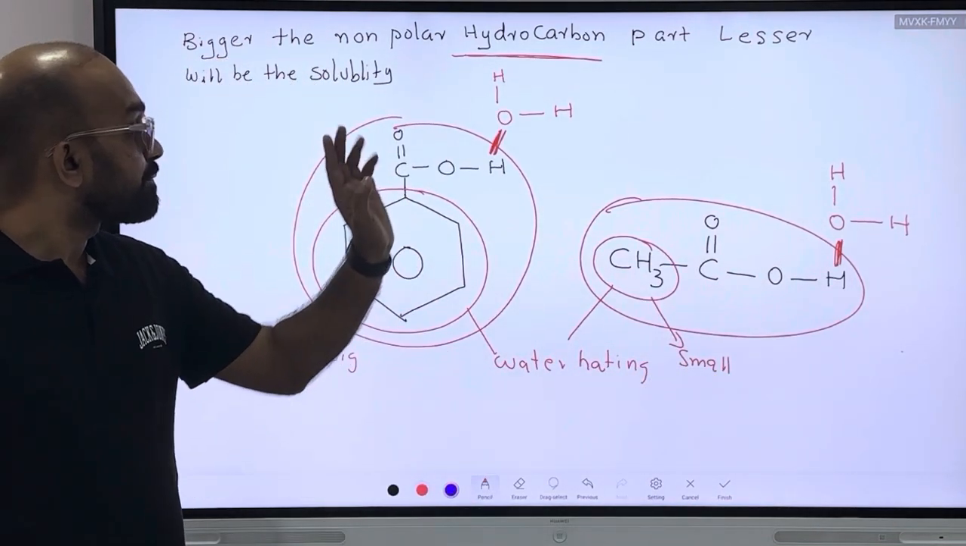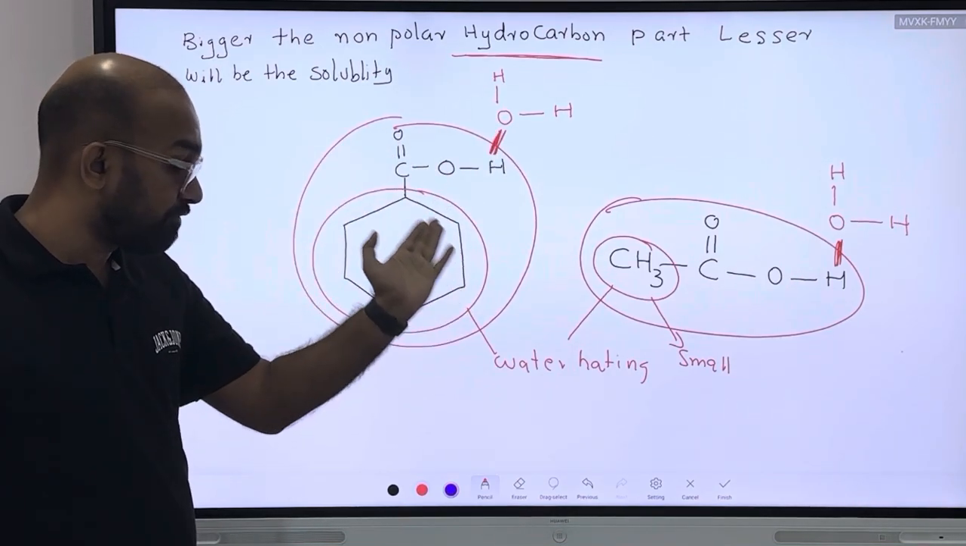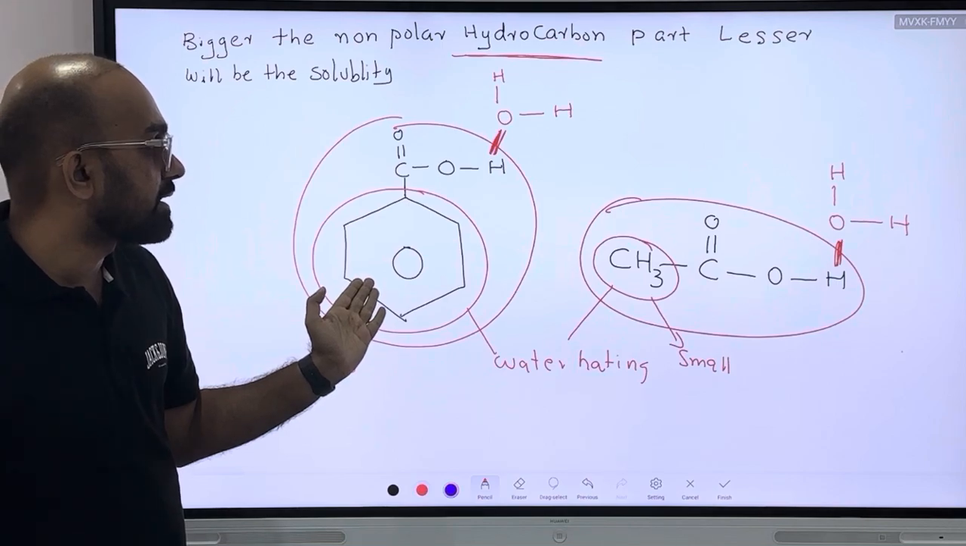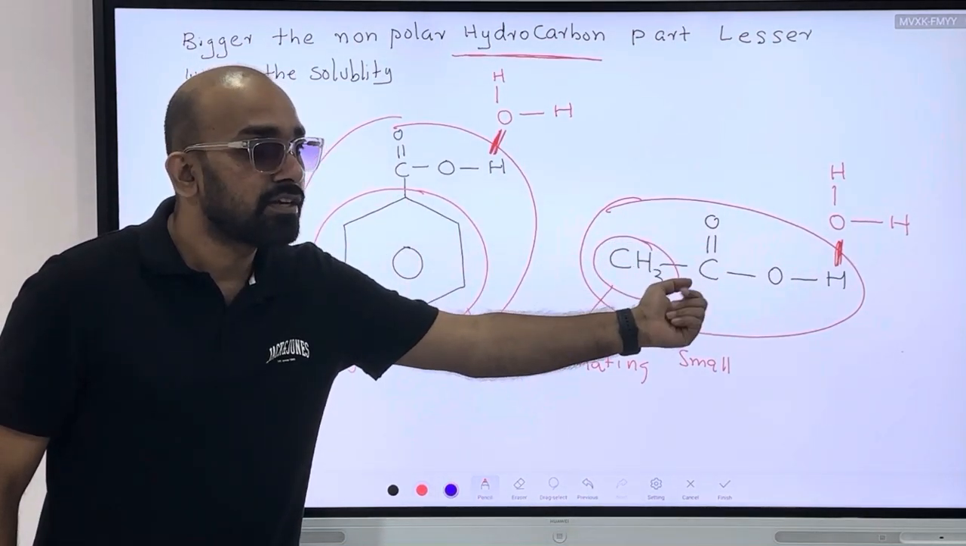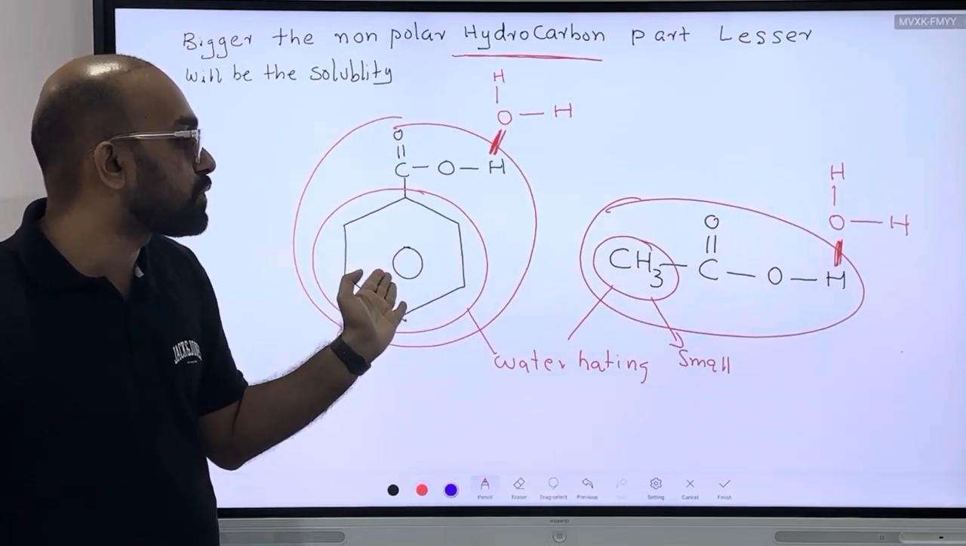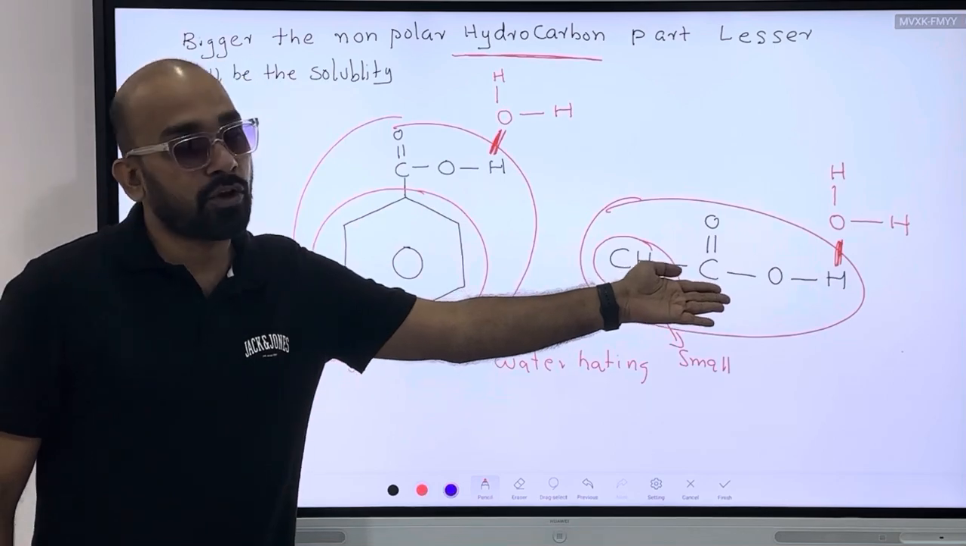Okay, so here you can see hydrogen bonding is supposed to hold what? A very huge water-hating part, which is comparatively difficult than this case. So definitely the solubility of benzoic acid will be lesser than the solubility of what? Ethanoic acid.